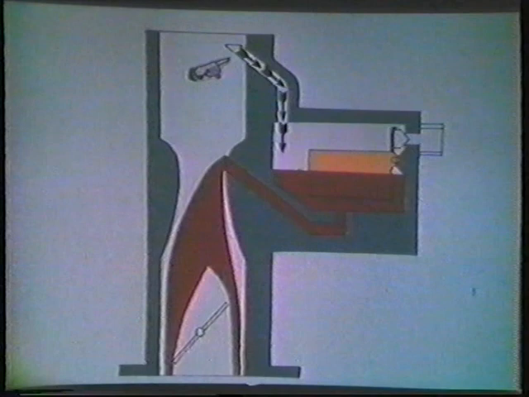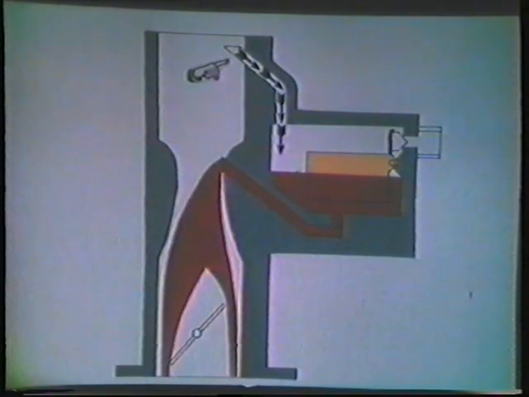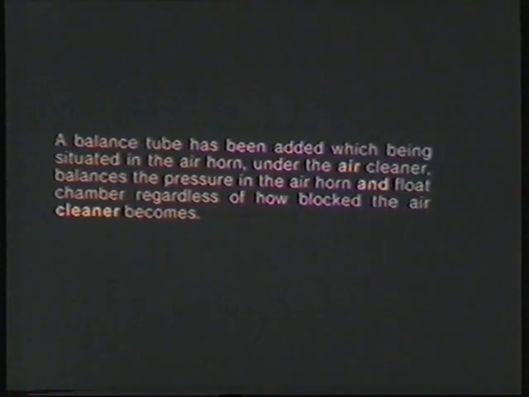To overcome this problem, a balance tube has been added which, being situated in the air horn, four black arrows, balances the pressure in the air horn and float chamber regardless of how blocked the air cleaner becomes. Now complete page 9 of the response sheet. Press the pause button now. Check your response on page 9. Press the pause button now.